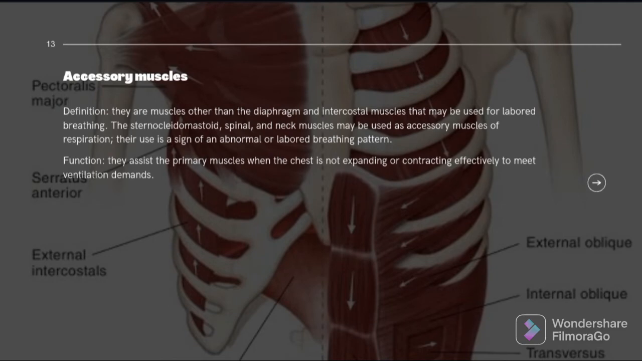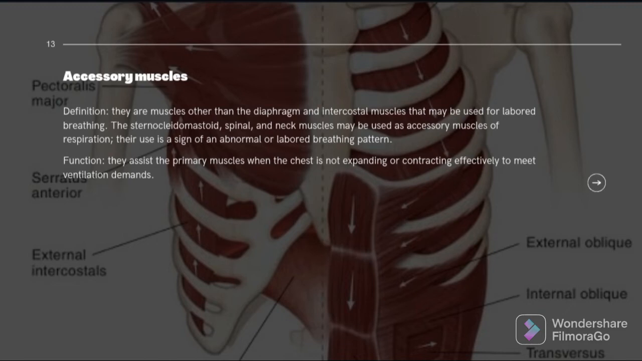Accessory muscles. There are muscles other than the diaphragm and intercostal muscles that may be used for labored breathing. The sternocleidomastoid, spinal, and neck muscles may be used as accessory muscles of respiration. Their use is a sign of an abnormal or labored breathing pattern. The functions: they assist the primary muscles when the chest is not expanding or contracting effectively to meet ventilation demands. Now I'm gonna explain the accessory muscles.